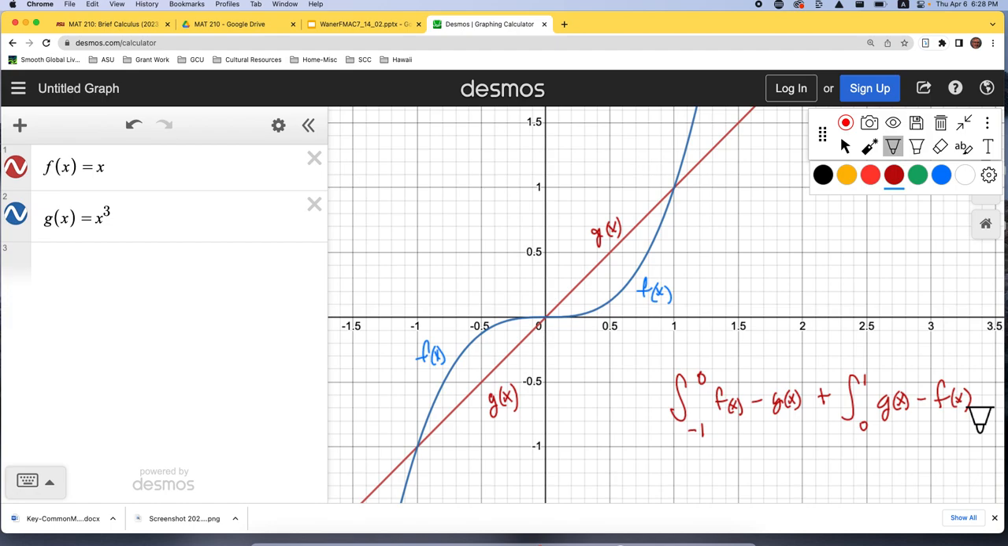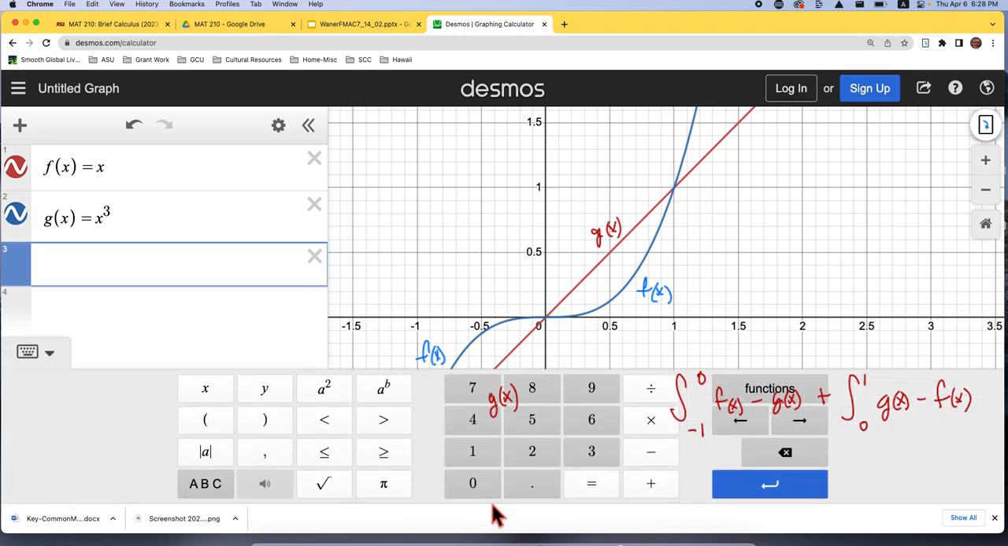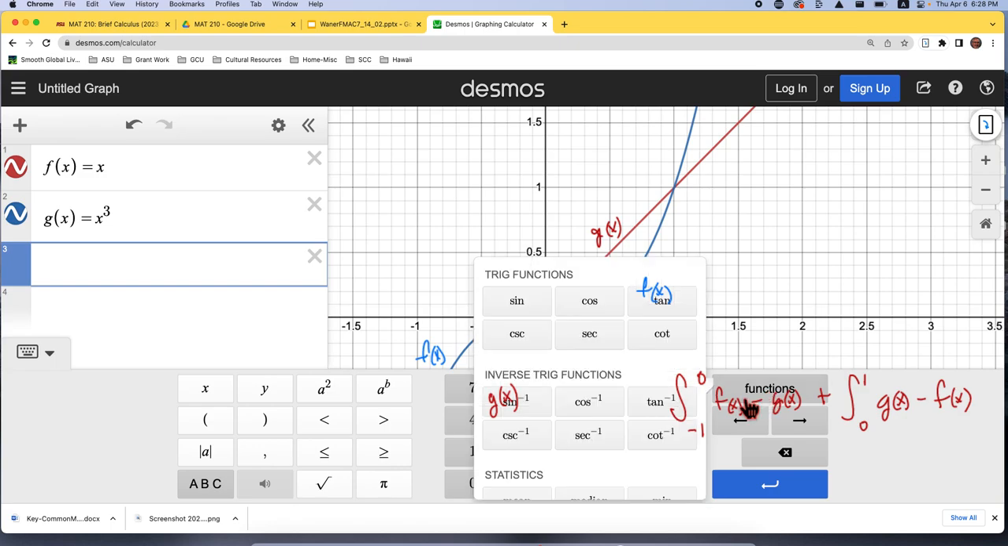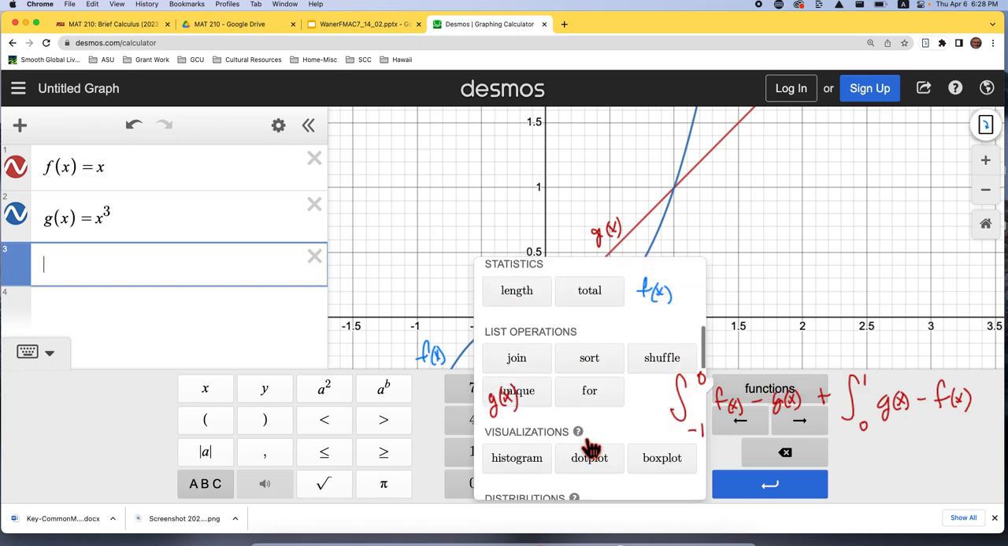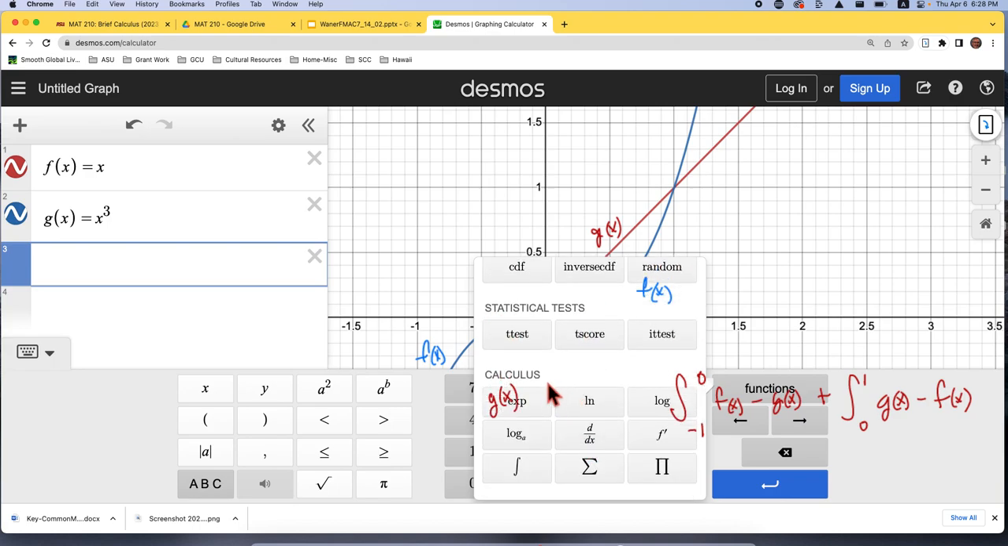Okay, so we've got this. This is all geometry or graphing. It's really not calculus yet. We're going to do the calculus in a moment, but what I'm going to show you is we can also use the technology. Desmos will actually do this for us as well. So let's see if I remember. We're going to pull the function. So we go to functions, and if you scroll down, here it is. They've got some calculus functions.